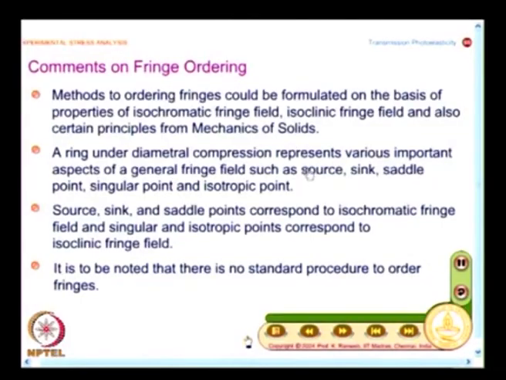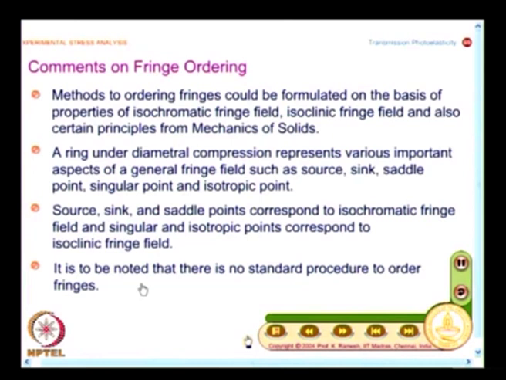And we have seen in the case of photoelasticity, you have many important fringe field features such as source, sink, saddle point, singular point and isotropic point. And also mentioned that source, sink and saddle correspond to properties of the isochromatic fringe field, while singular and isotropic points correspond to the isoclinic fringe field.